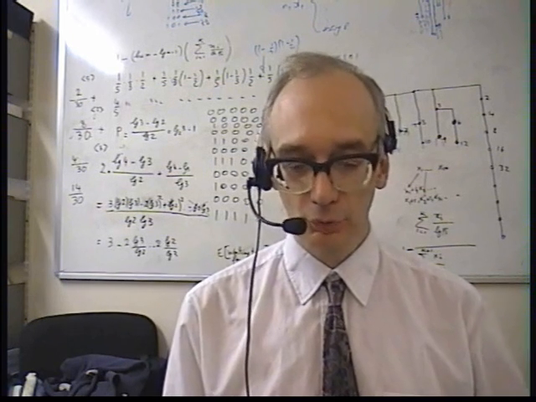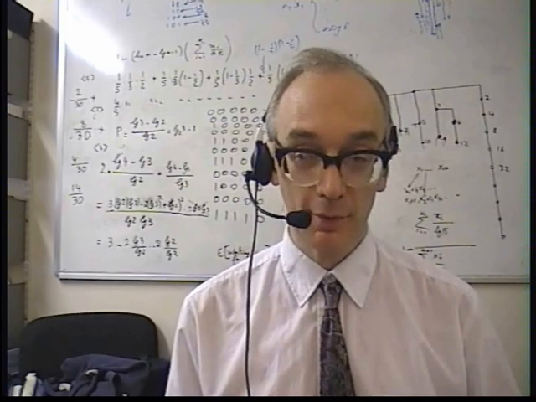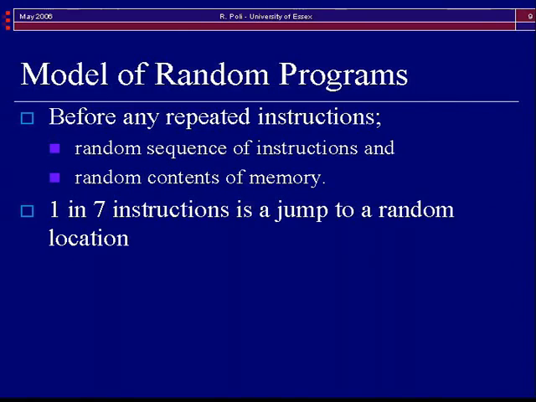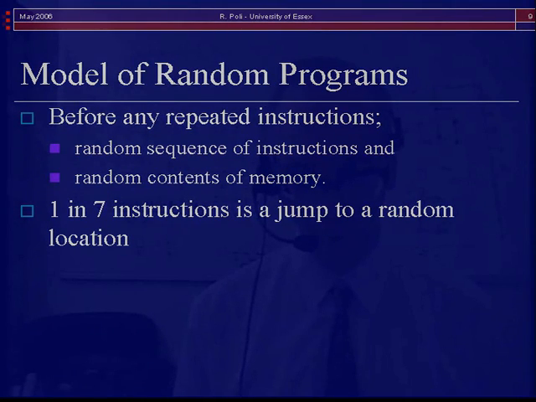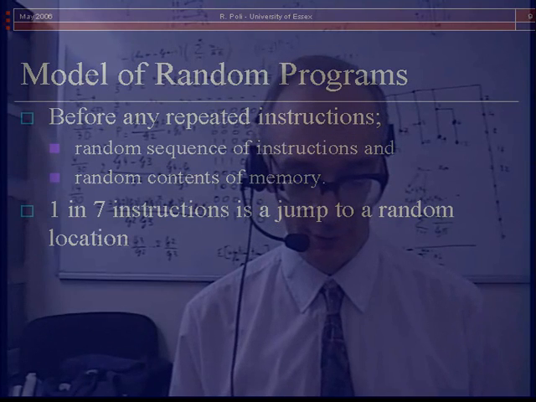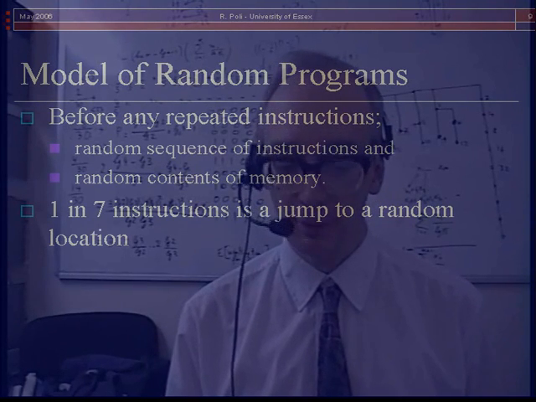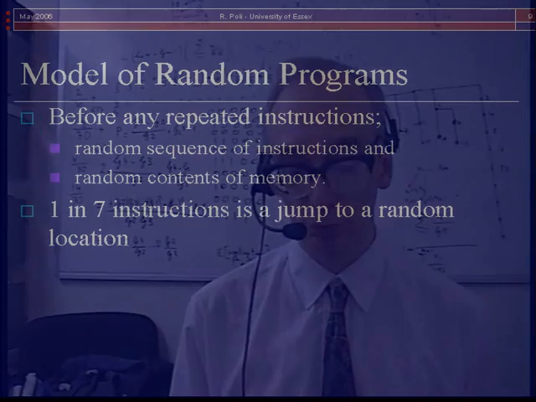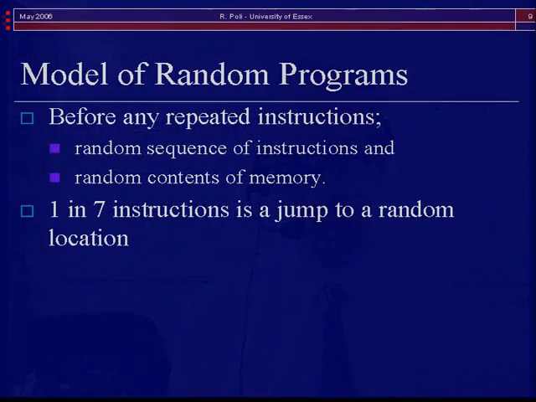Okay, so we've seen the experimental results. We're now going to look at modeling these random programs. The first model which I'll present is based on the idea that we have repeated instructions before we get to the point where the program starts looping.